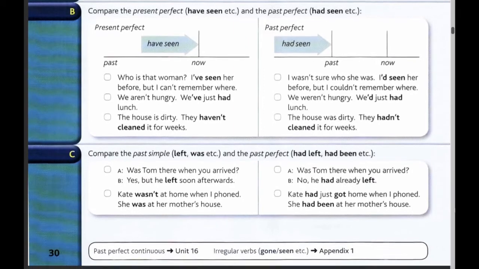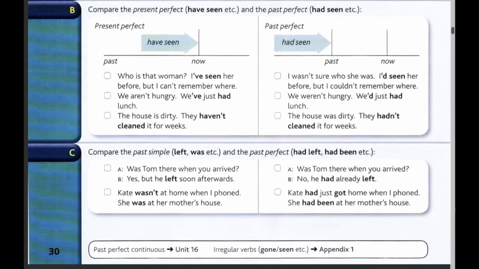In section B, we are going to compare the present perfect, have seen, and the past perfect, had seen. You can see that in the first timeline, the present perfect, you see the situation from the past to the present. That is the direction of the action. And in the past perfect timeline, the action is from the past to the past. So it's totally in the past. Let's intercalate one example in each of the columns so we can compare them well. Let's read them along together.